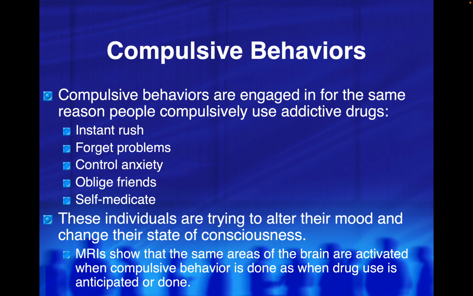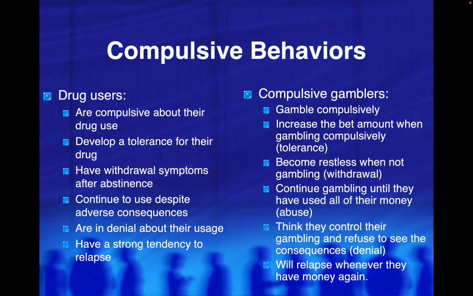These individuals are trying to alter their mood and change their state of consciousness. MRIs show that the same areas of the brain are activated when compulsive behavior is done, as when drug use is anticipated or done. Drug users are compulsive about their drug use. Gamblers gamble compulsively. The drug user will develop a tolerance for their drug.